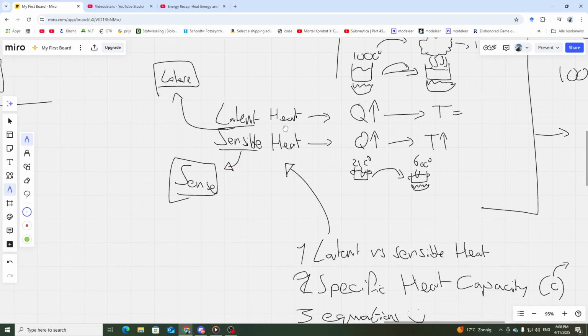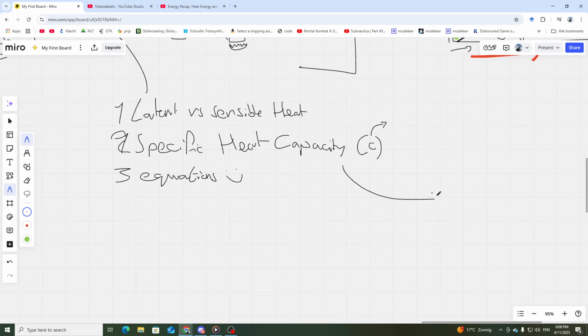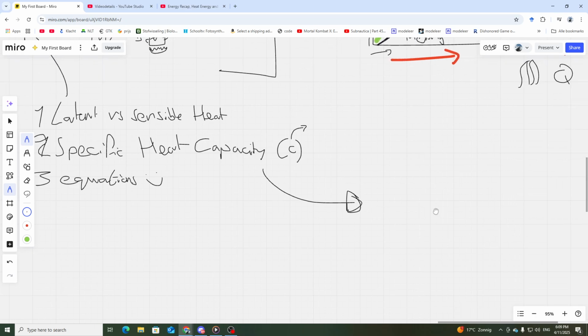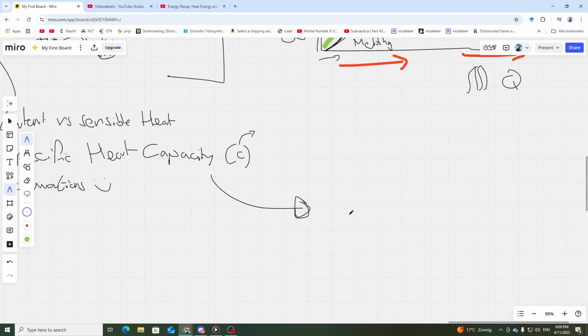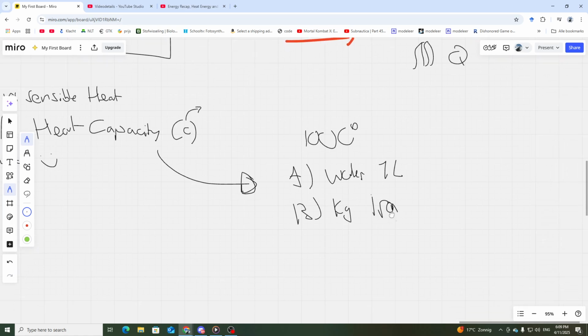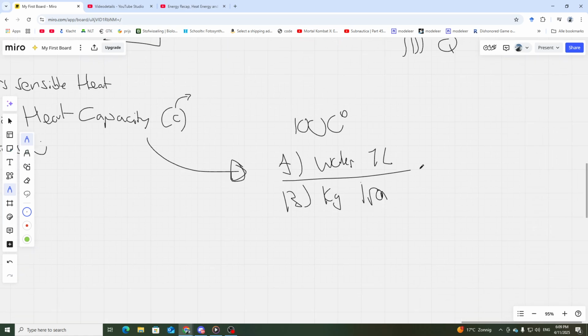Okay, that is that. Then specific heat capacity, it looks difficult, but I will get to it, okay? So, how I introduce this is saying, what would take more energy to heat to 100 degrees Celsius? Is that going to be A, 1 liter of water, or is that going to be B, 1 kilogram of iron? And the answer for this is water. Okay, and sometimes this can be a bit counterintuitive.